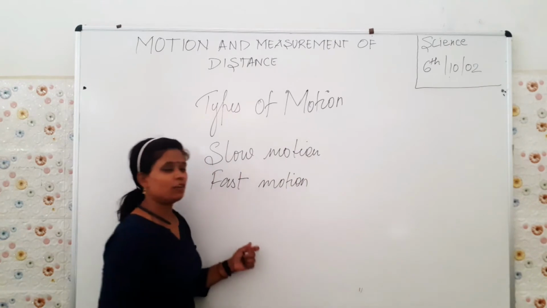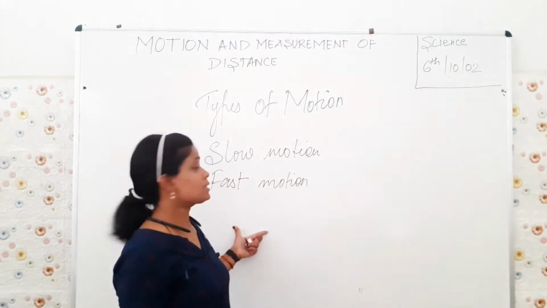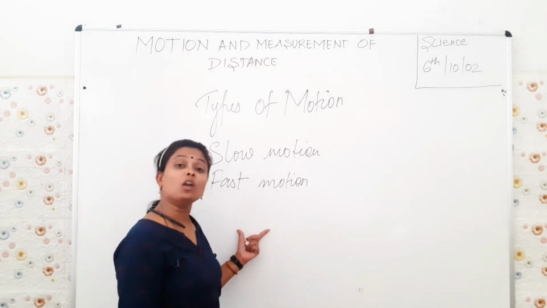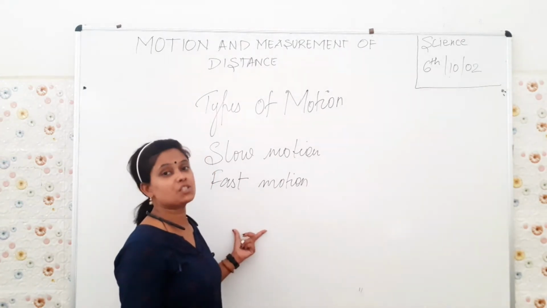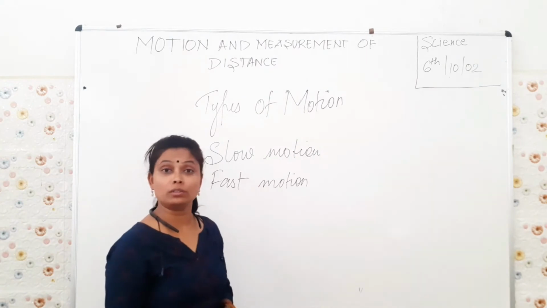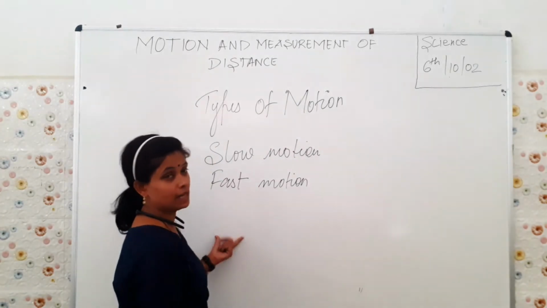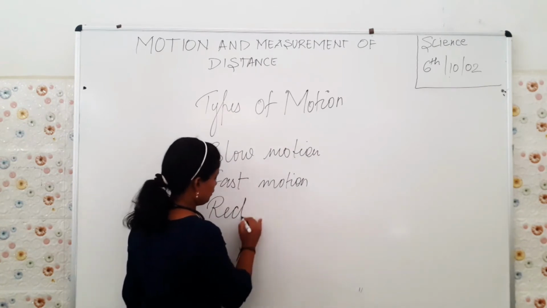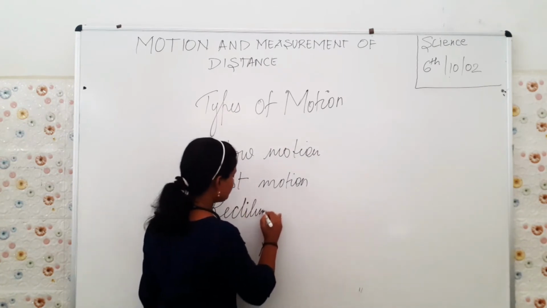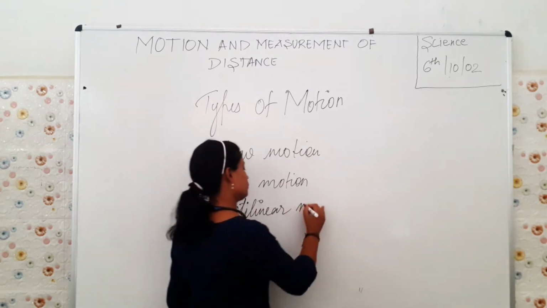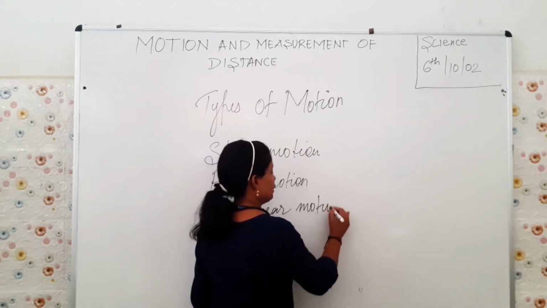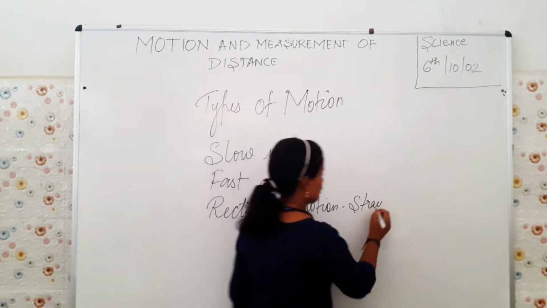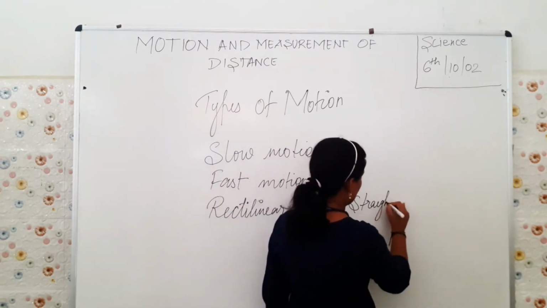Have you heard about Michael Jackson? His dancing performance was fabulous. He always dances in a fast motion, like a robot. Very fantastic dancer. Then rectilinear motion. It is a straight motion. It moves in a straight line.